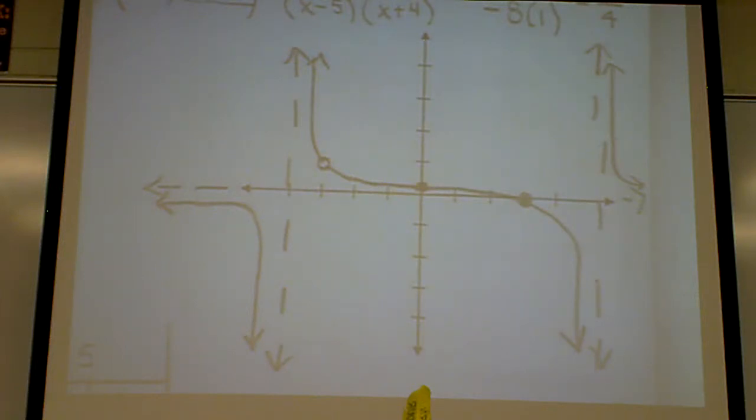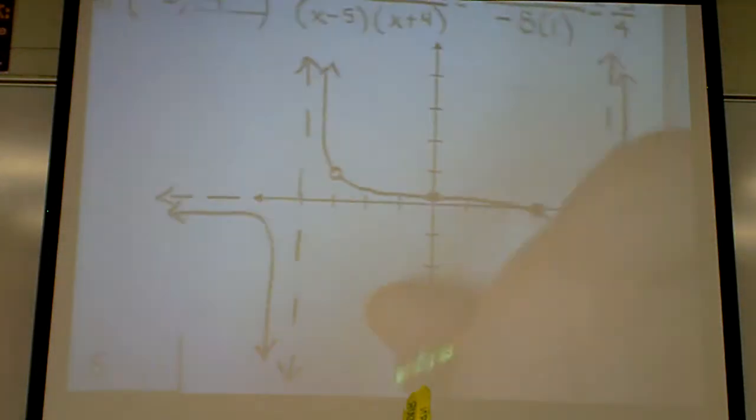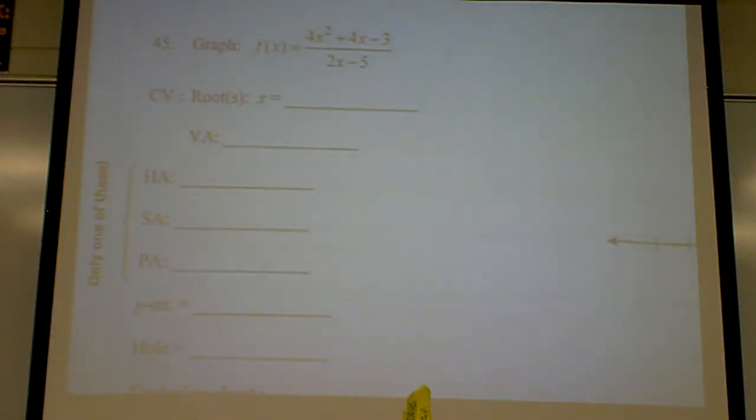Okay, what other ones do you guys have problems with? 45, the graph of 45. Are you on 45 and 35? Alright, do we need to do anything to 45 first?